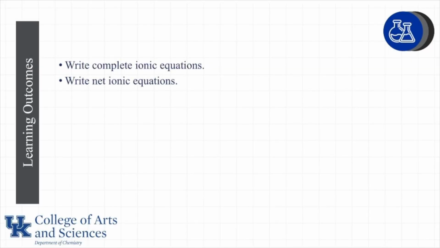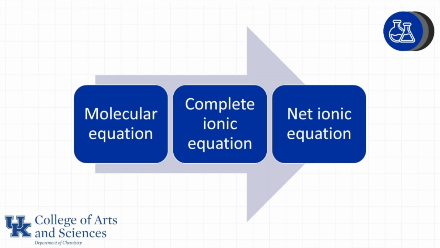In this lesson, we're going to write the complete and net ionic equations. The equations we've looked at so far are molecular equations. They show each substance written as the formula for the compound. We're going to then change that into a complete ionic equation and then simplify that into the net ionic equation to show what is actually changing in the reaction.